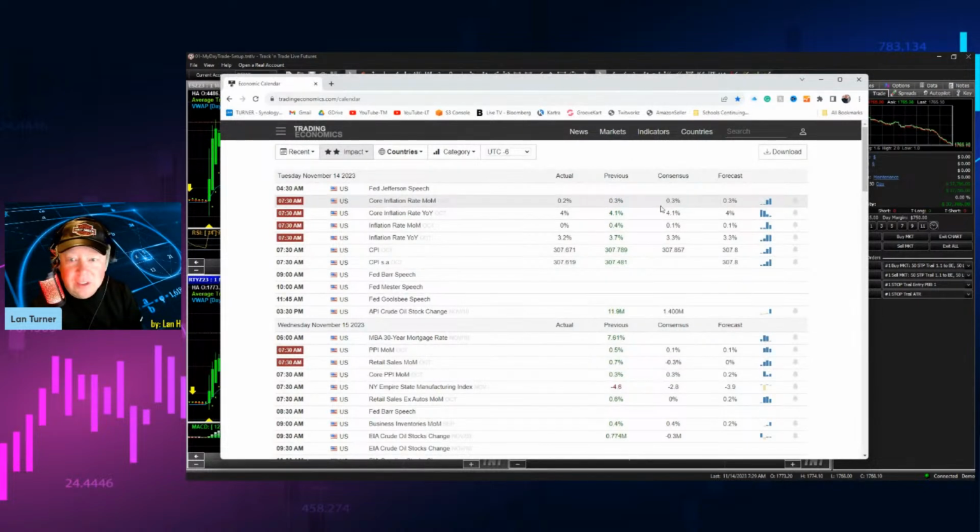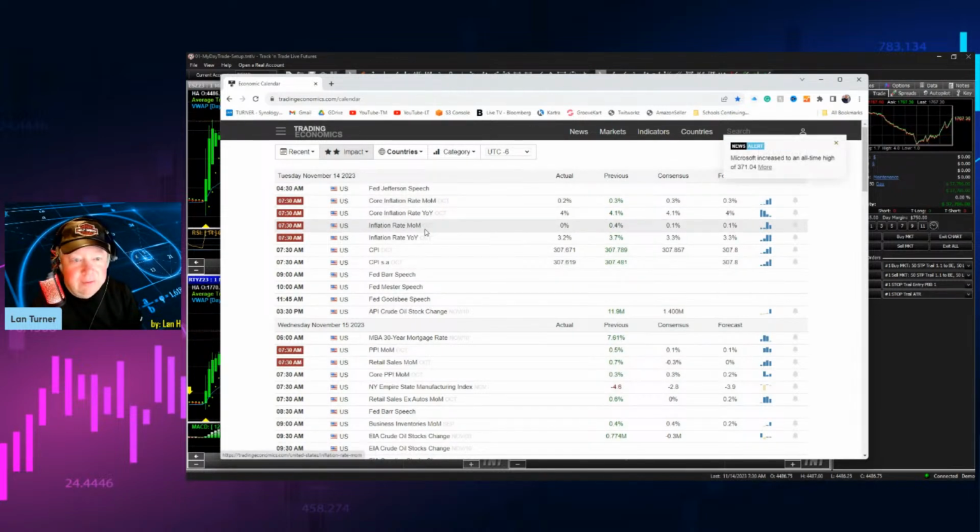So the consensus was 3, the previous was 3, and the actual was 2. So core inflation was low. And consensus was 4.1, and it was 4. So the inflation rate was lower than the consensus or the forecast. Forecast was 4, so it actually came in. But the core inflation month over month was lower. The inflation rate month over month came out at 0.1. So that's good. Inflation rate, 3.2, 3.3. So it's coming down just a point.